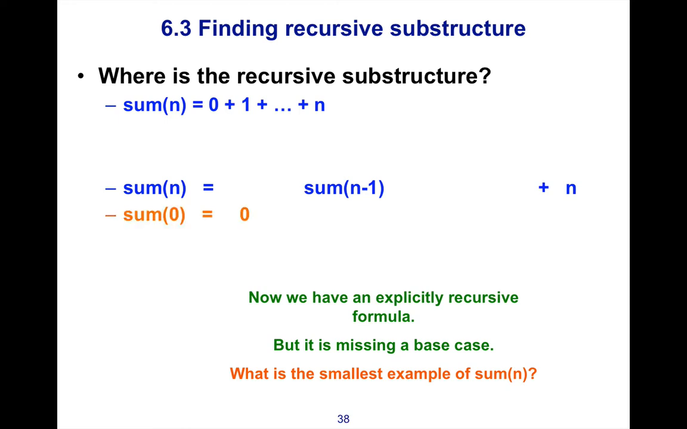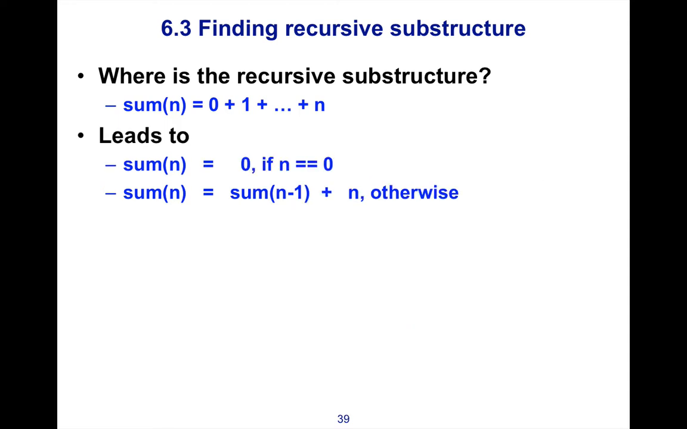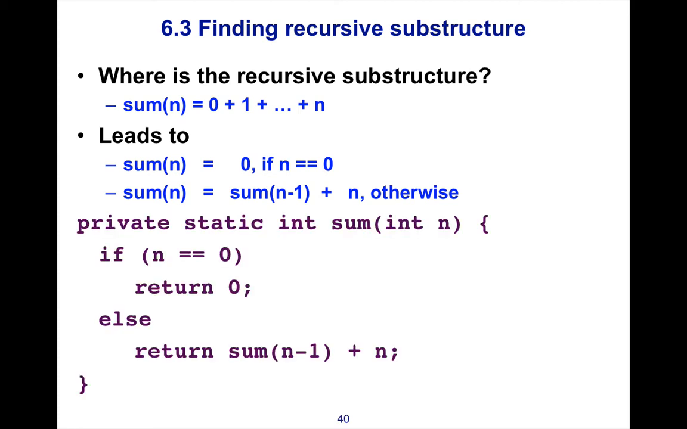And we might say, well, sum of 0 is the smallest example, and we simply define that as 0. So this formulation leads to what you see here, namely sum of n is 0 if n is 0, and otherwise it's the recursive specification we developed by finding the recursive substructure. Sum of n is sum of n minus 1 plus n. And that leads directly to the code you see here. It's a simple transcription from formula to code, and that's a correct solution for sum of n.